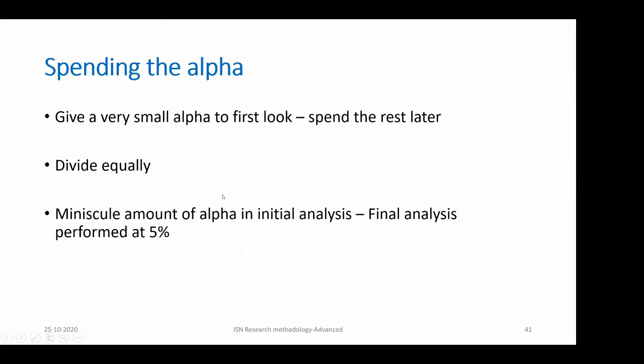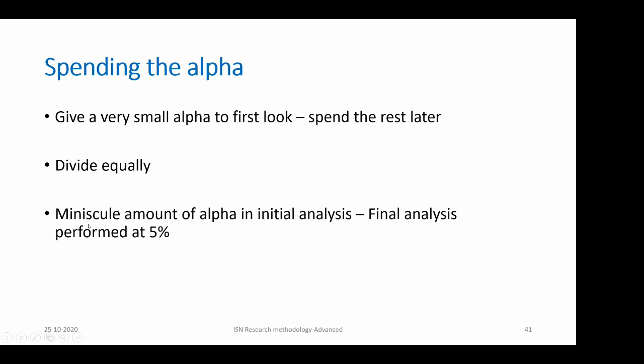The other option is to divide this alpha error equally. If we are going to have 5 analyses, 4 interim analyses and 1 final analysis, divide the alpha error equally. So 0.05 divided by 5, each analysis will get an alpha error of 0.01 and you're going to declare the trial as a success if you get a p-value less than 0.01.